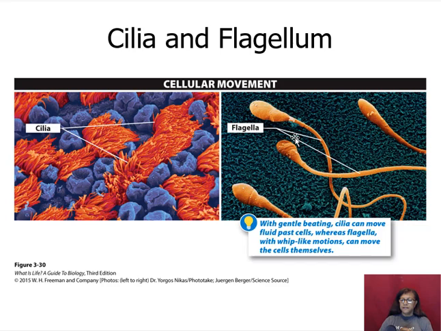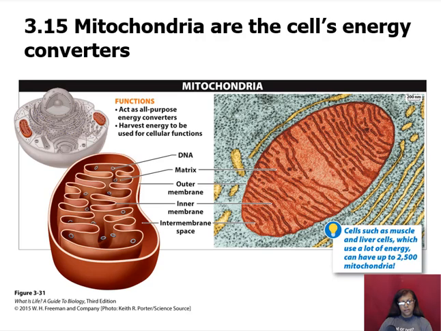Now, flagellum. It turns out that sperm are the only cells in the human body that have flagellum. No other cell in the human body has flagellum. And it is a tail-like feature that's used for locomotion, for movement. Okay? We're going through the different organelles just to make sure you understand all the organelles on that chart.